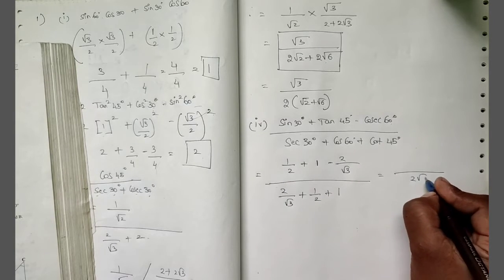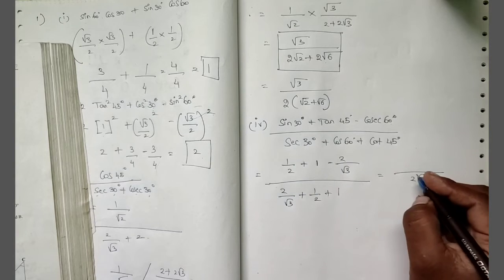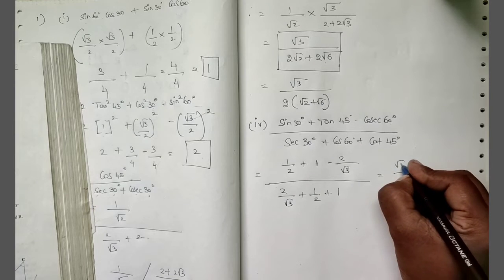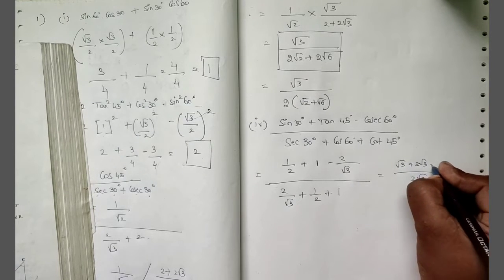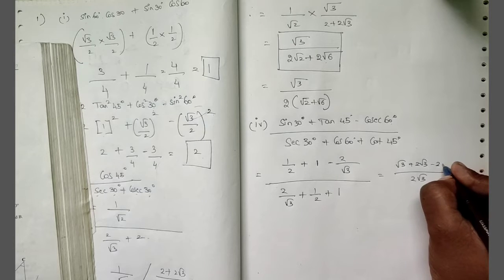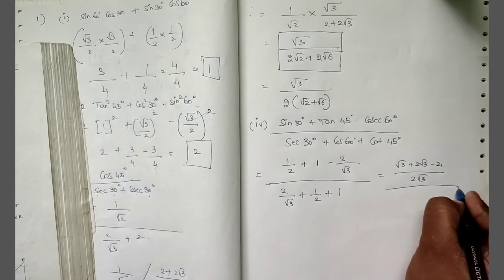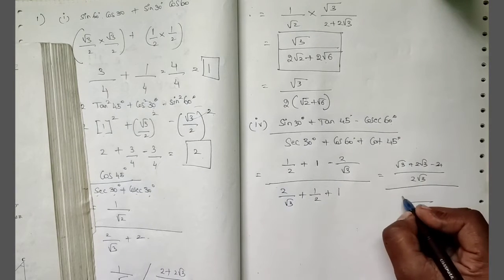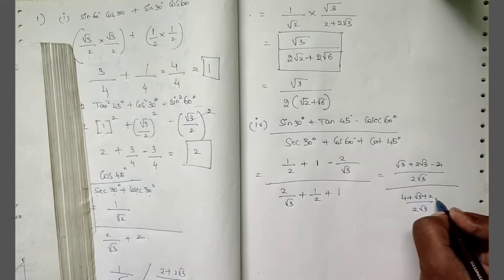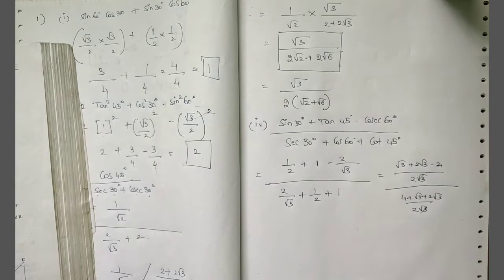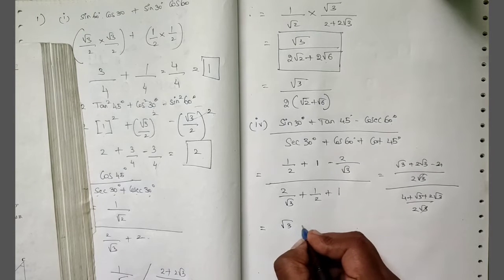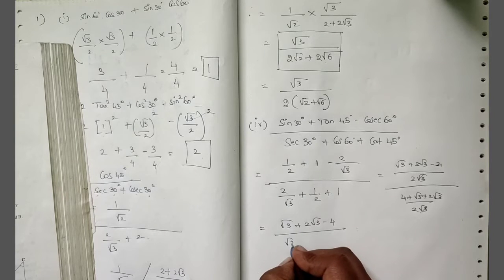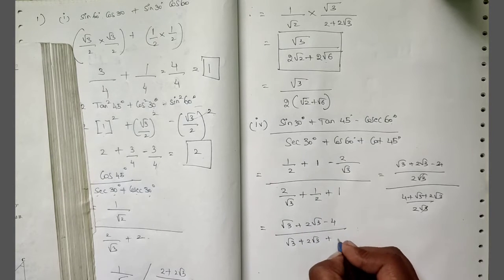in common in the denominator, we have to multiply root 3. You all know the LCM and HCF methods. So by that we derive root 3 plus 2 root 3 minus 2 into 2, which is 4. So the whole divided by, again we'll take 2 root 3 in common. So 2 into 2 is 4 plus root 3 plus 2 root 3. So this both can be cancelled and we'll get root 3 plus 2 root 3 minus 4 divided by root 3 plus 2 root 3 plus 4.